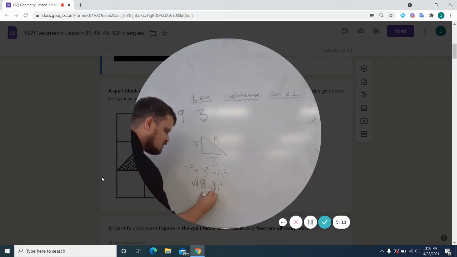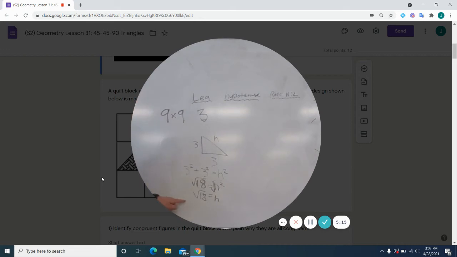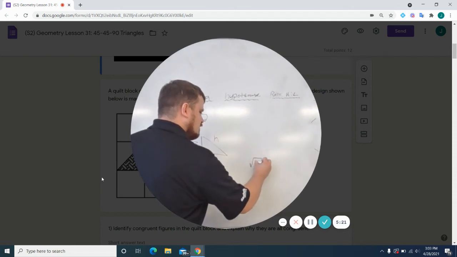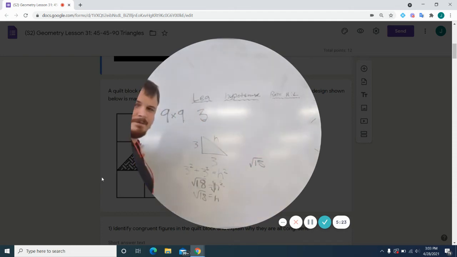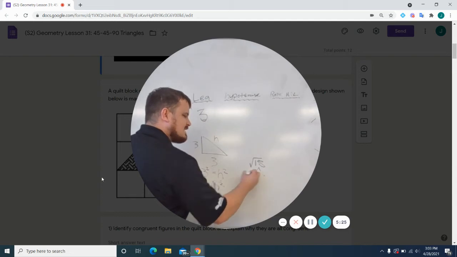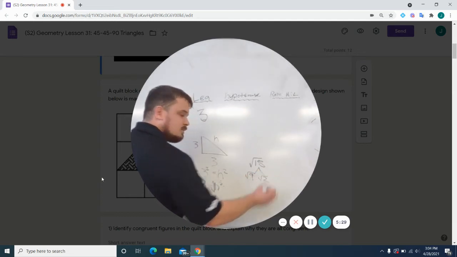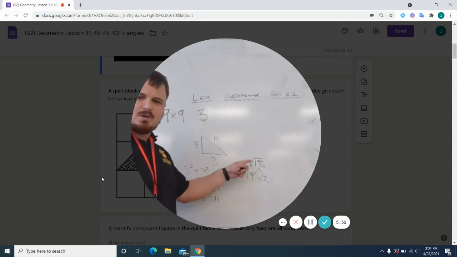So we now have h equals the square root of 18. Now, when you take the square root of 18, you have to simplify it. So I'll do it over here to the side. Square root of 18, you break that up. That's the same as having the square root of 9 and the square root of 2, right? Because 9 times 2 makes 18.